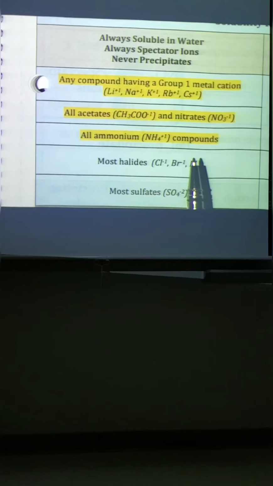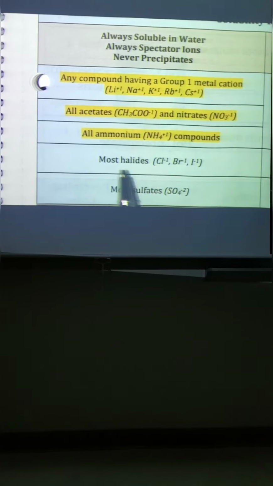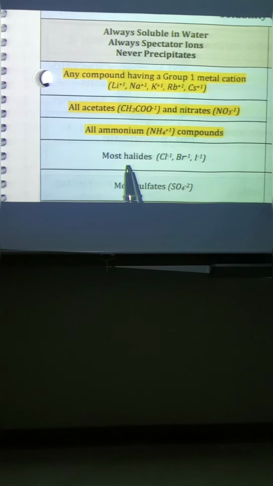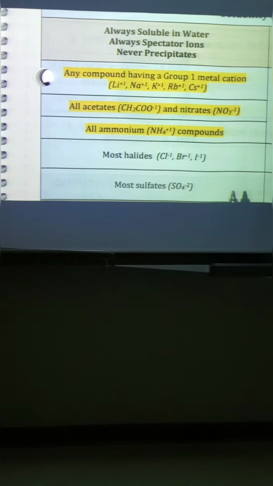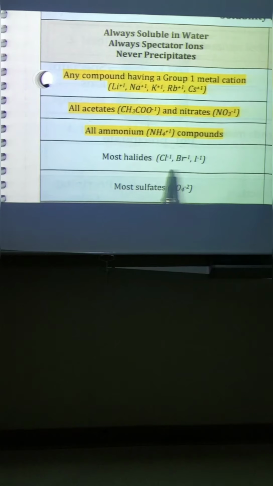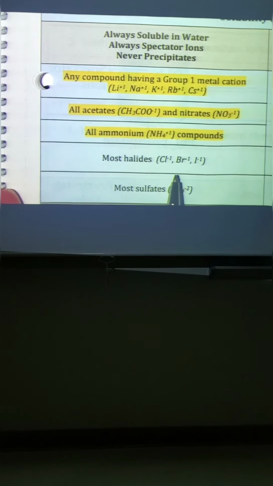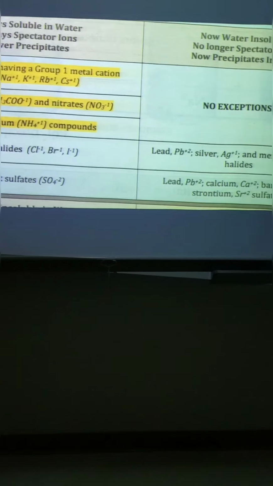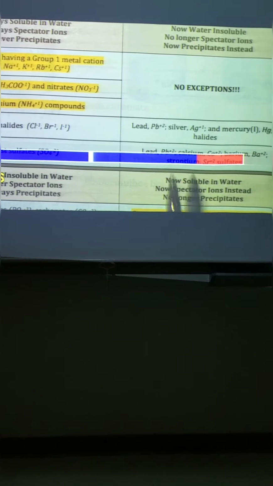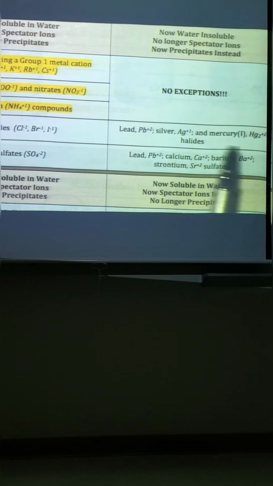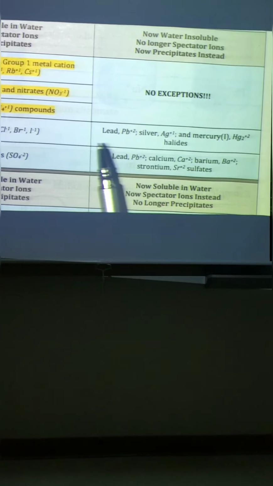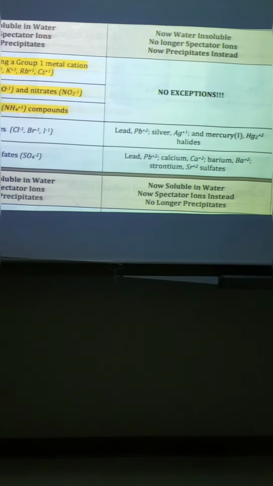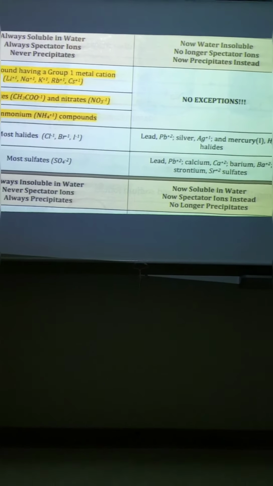As we get a little bit lower though, the issue we have is these are usually mostly soluble, mostly spectators, and mostly never precipitate. So that works great most of the time. The issue is to the right, we're going to have some exceptions. So as we have exceptions, what we're going to see is there are certain metals like lead, silver, and mercury that when they're with chloride, bromide, or iodide, they're going to precipitate. They're no longer going to spectate, they're going to be water insoluble.